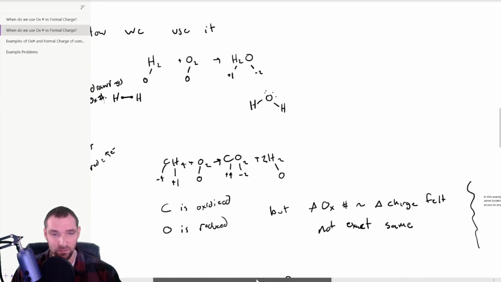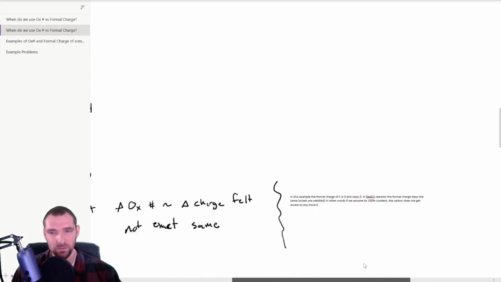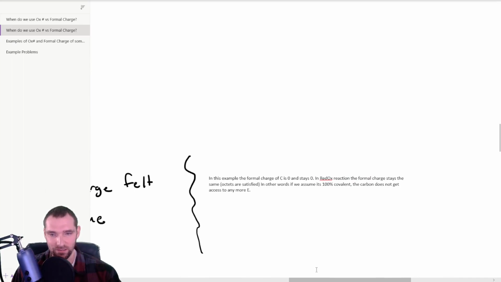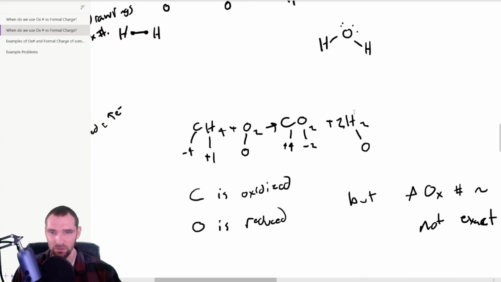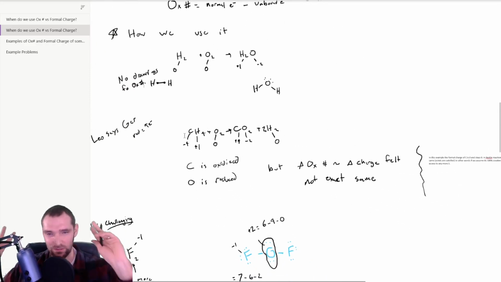If you were to look at the formal charge on this carbon, it's zero in both cases. So the formal charge doesn't really change here. In other words, the octets are satisfied. So if we go back and look at CH4 and CO2, although there is a change in the electronegativities that we're interacting with, that doesn't matter. Electronegativity doesn't come into play with formal charge. Everything just gets split evenly. And when you do that with these guys, the carbon is neutrally charged.